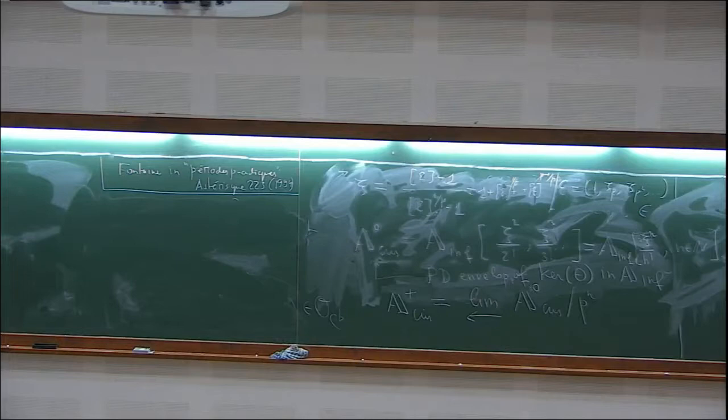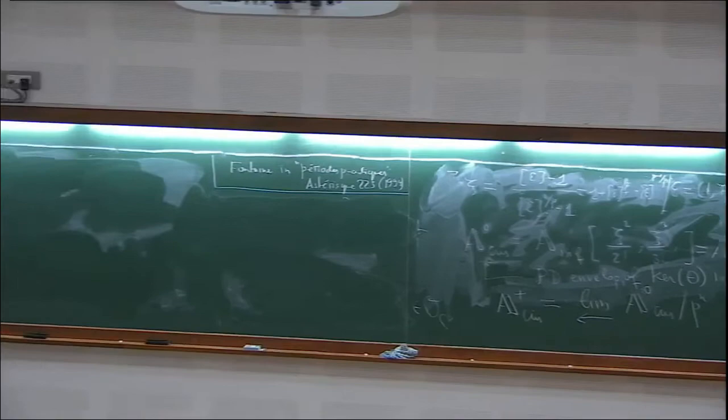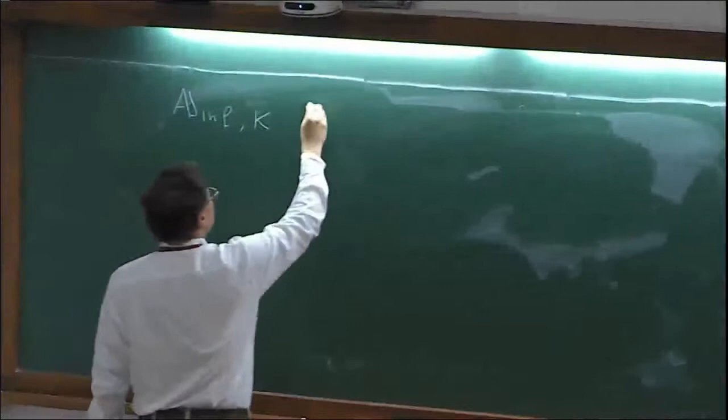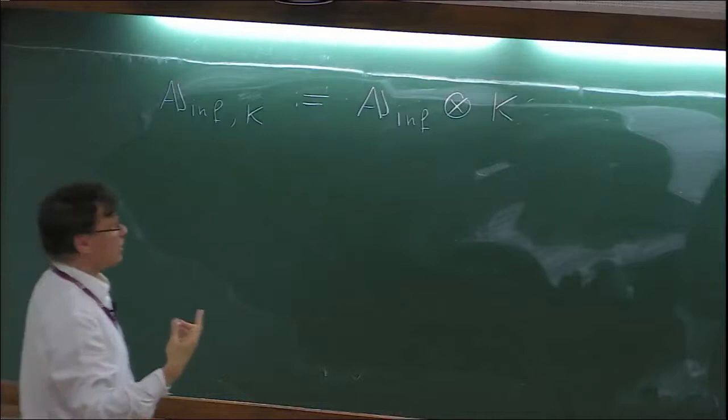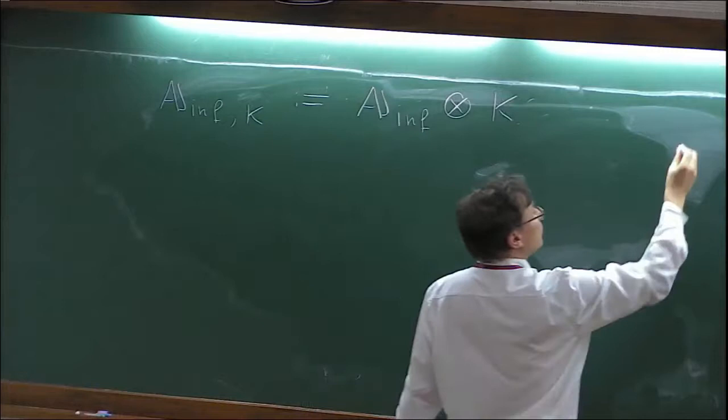Another construction. So we introduce A infinity K as A infinity tensored with K. So we can take this tensor product. Both rings contain the maximal unramified subextension of K.